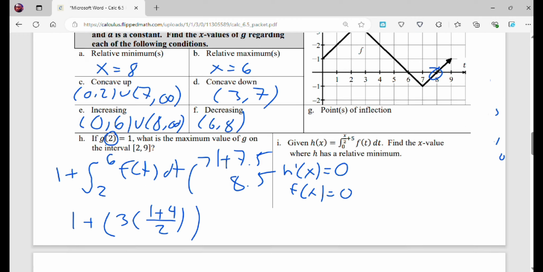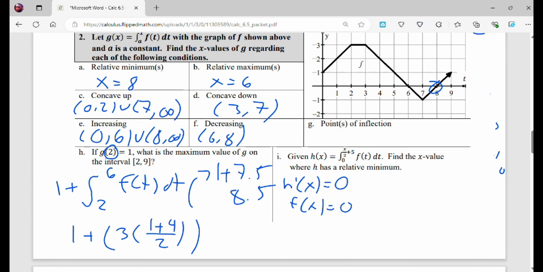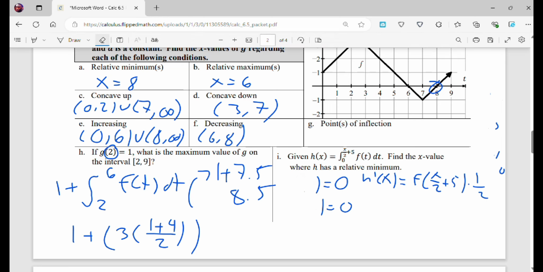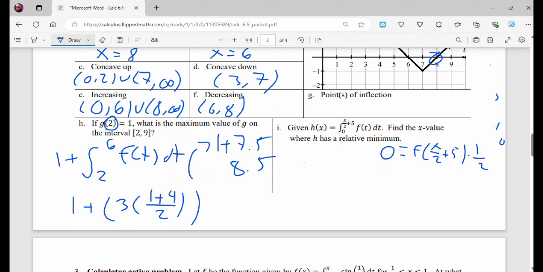Okay? So, what we're going to do is use the fundamental theorem of calculus. So, h prime of x equals f of x over 2 plus 5, chain rule, times 1/2. So that is going to equal 0, right? So let me erase this. So we're going to replace h prime of x with 0 because that is when our minimum is going to occur. Okay, times 2 on both sides to get rid of the 1/2. So 0 equals f of x over 2 plus 5.